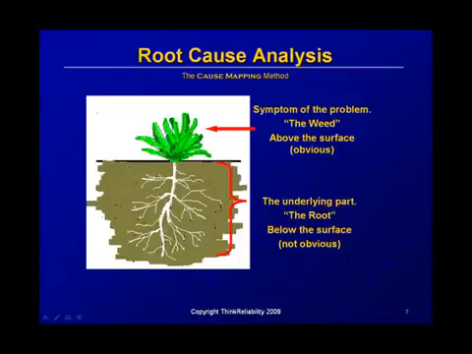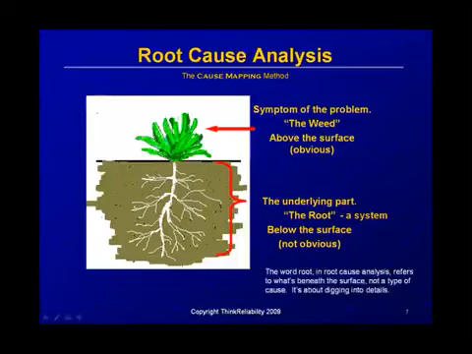Root cause analysis is a very common tool. Our cause mapping method takes an extremely fundamental approach that the weed is just a symptom. It's what's above the surface. It's what's obvious. What's beneath the surface, the root, is what you need to dig into. You have to think of it as being a system, that when you have a weed in your business, you want to dig into the things that are not exactly obvious to prevent it from occurring. The word root in root cause analysis from our perspective just refers to what's beneath the surface. Root cause analysis is about digging into the details of an issue, not necessarily finding the root cause as a singular thing.